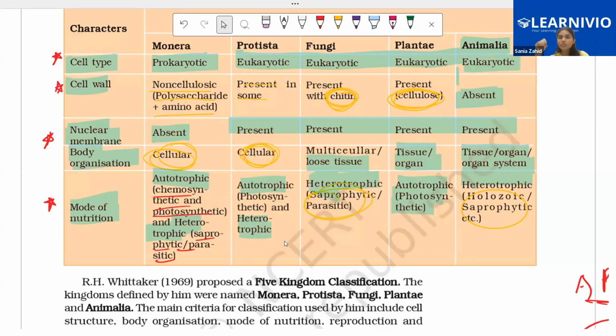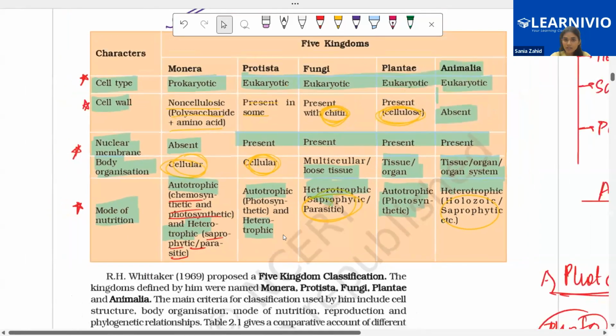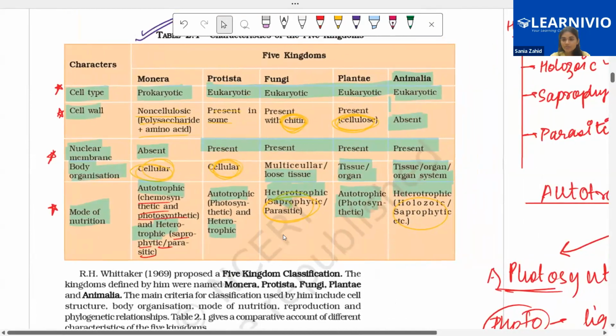Fungi, we have only heterotrophic nutrition. Fungi and animals only have heterotrophic, but their mode of nutrition is also different. Fungi have saprophytic or parasitic, but animals have holozoic. Again, Plantae has only autotrophic, and what kind of autotrophic? Photosynthetic autotrophic. Okay, so do you understand these points? Any doubts do you have, Aisha, from this table?